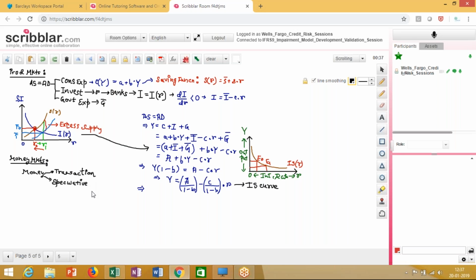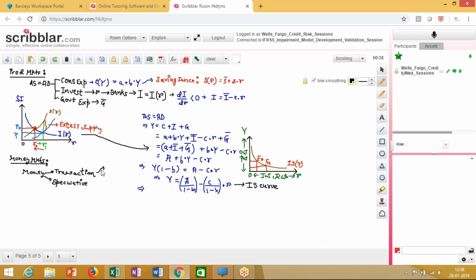And the second set of demand that we generally have is the speculative demand for money, right? Now, when we talk about the transaction demand for money, what is this transaction demand? In transaction demand, this is the amount of money that we require to carry out our day-to-day transactions, right? That we need for survival. So we use this money to carry out day-to-day survival for our day-to-day needs.